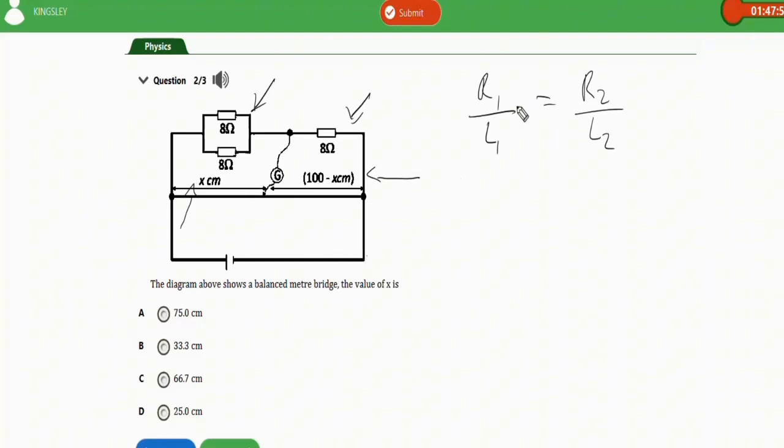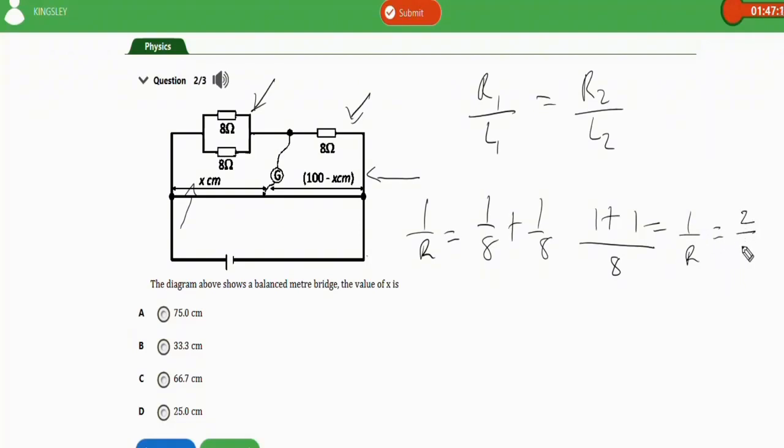Now to get the R1, the resistors here are connected in parallel. So if you want to calculate the sum of resistors in parallel, this is the formula you use. 1 over R equals, we have 1 over 8 plus 1 over 8. Okay, so when you find LCM, LCM is 8. So 8 into 8 is 1, 1 times R1, plus 8 into 8 is 1, 1 times R1. So you're left with 1 over R equals 2 over 8.